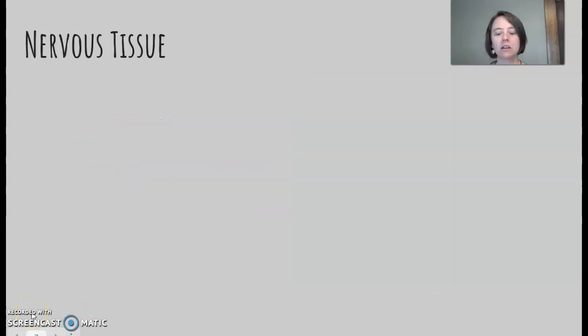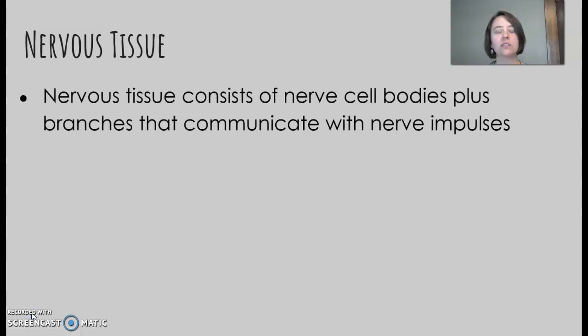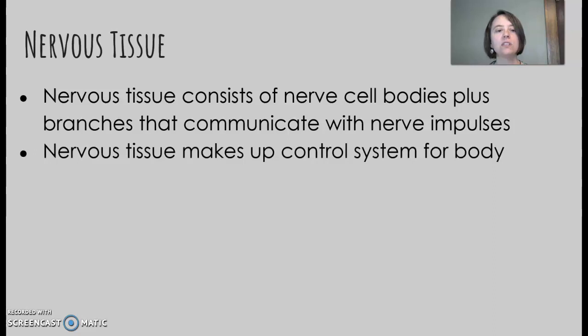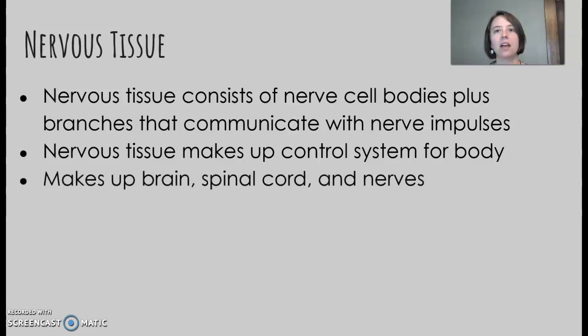The second type of tissue is nervous tissue, which is found in the nervous system. And nervous tissue consists of nerve cell bodies plus branches that communicate by nerve impulses, or actually electrical impulses. And nervous tissue makes up the control system for your body, so it's in charge of controlling everything your body does. And it is found in the brain, found in the spinal cord, and the nerves that go all throughout your body.